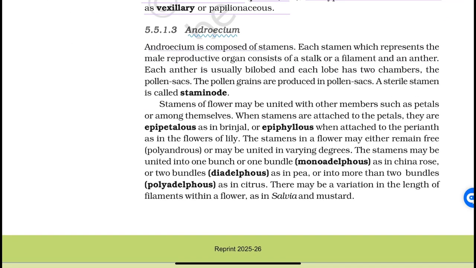Androecium. Androecium is composed of stamens. Each stamen, which represents the male reproductive organ, consists of a stalk or filament and an anther. Each anther is usually bilobed and each lobe has 2 chambers, the pollen sacs. The pollen grains are produced in pollen sacs. A sterile stamen is called staminode.